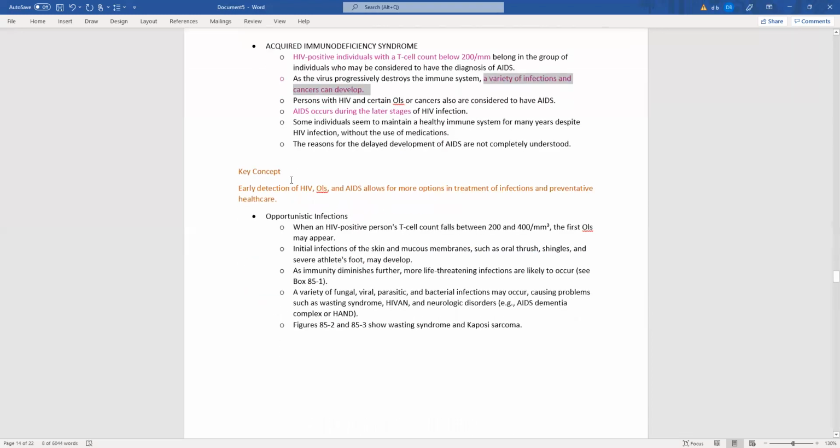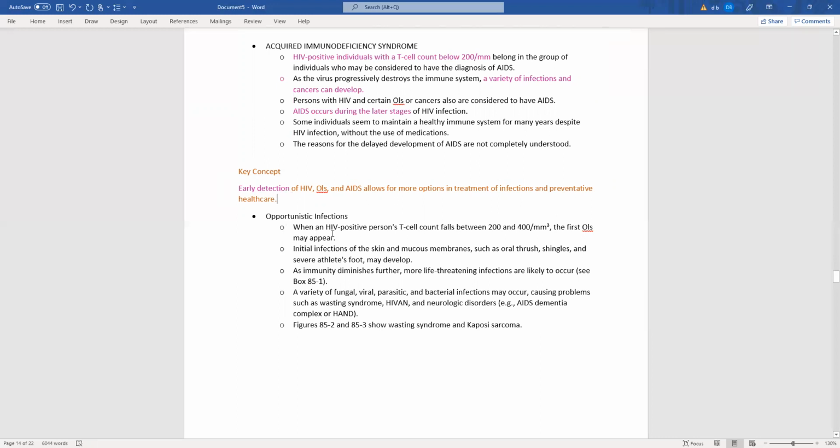Okay, so key concept, early detection. Early detection of HIV, opportunistic infections, and AIDS allows for more options in treatment of infections and preventative measures. So, make sure you know that. Just think of it like cancer and the early detection of cancer.